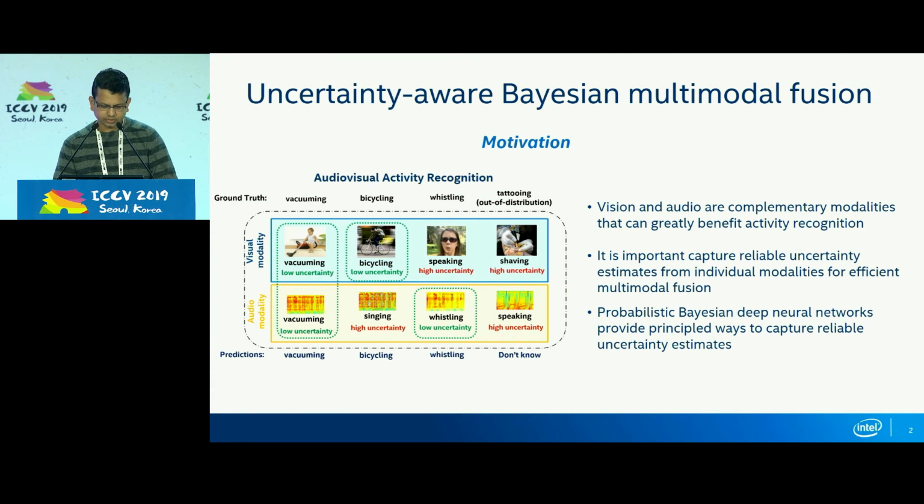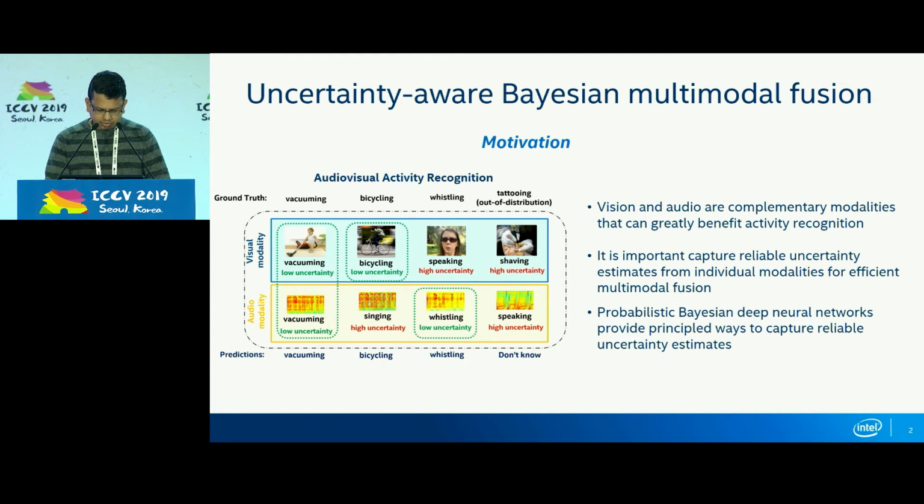So first, the motivation. Audio and vision are complementary inputs, where some activities are more easily detectable in one modality than the other. As shown in these examples, depending on the activity, single or multiple modalities can be reliable. There are also cases with out-of-distribution classes not seen during the training stage. Therefore, it is essential to model reliable uncertainty estimates for individual modalities to benefit from multimodal fusion, especially in the case of real-world applications.